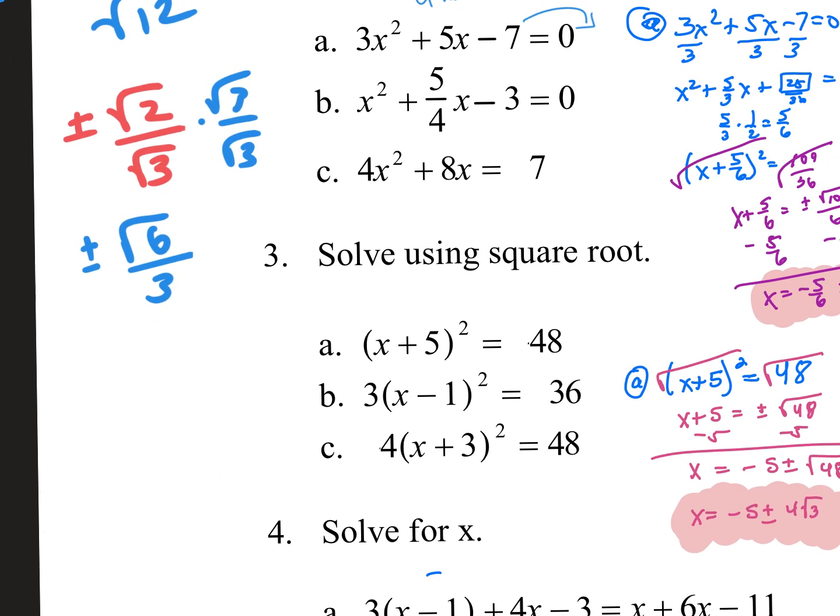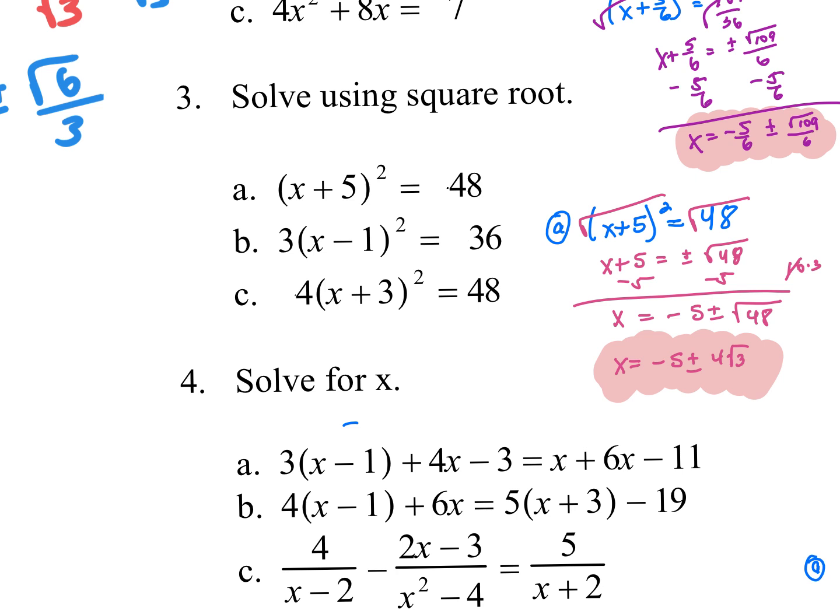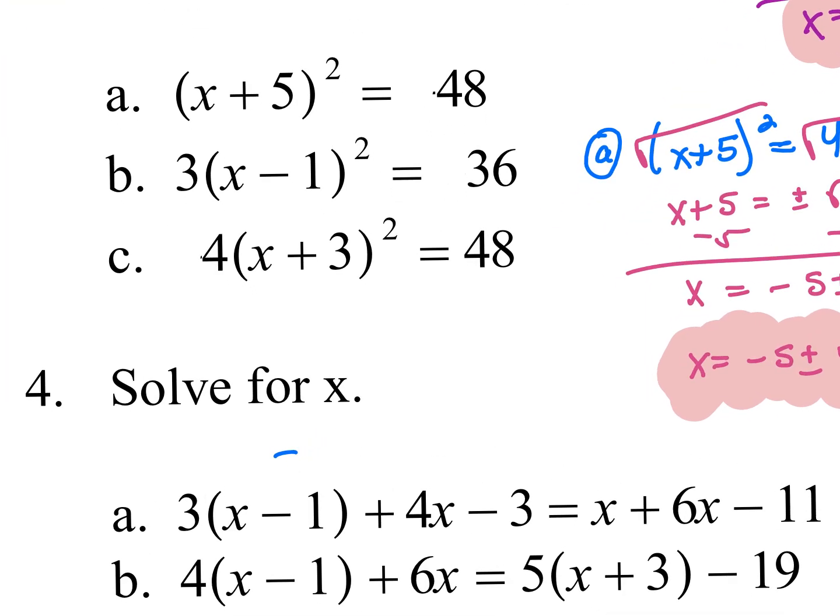All right, let's look at another way that we could solve. Solve by using square root. When do we use the square root? Okay, think about it. You have a binomial that is squared set equal to a number. What do you guys notice about B and C? Is the binomial squared all by itself? No. You cannot just take the square root from that point. What do you have to do first? Divide by 3. In C, what do we have to do first? Divide by 4.